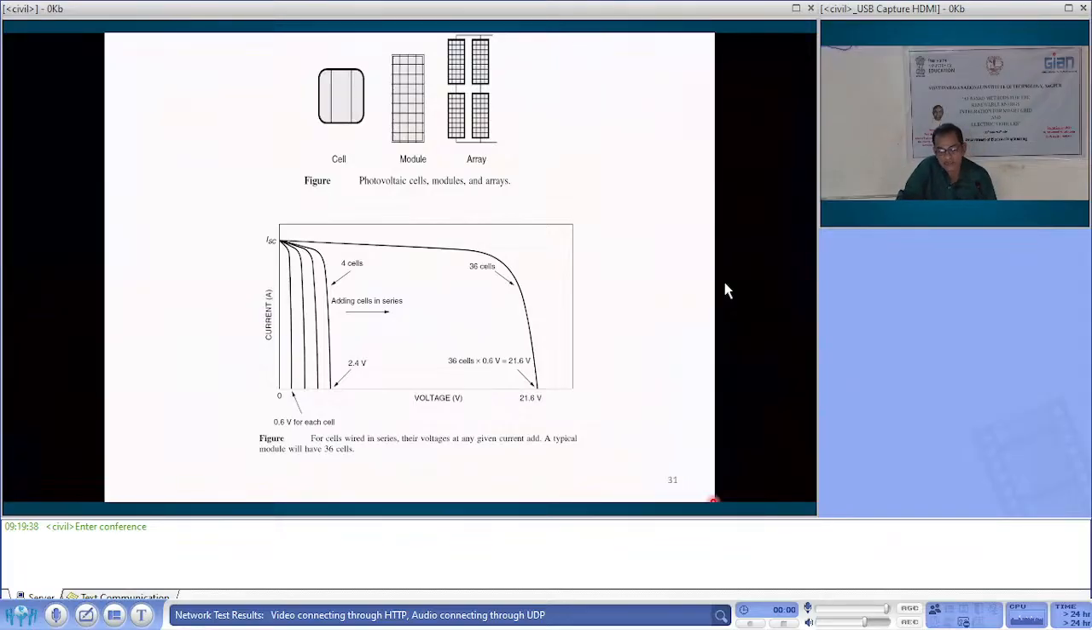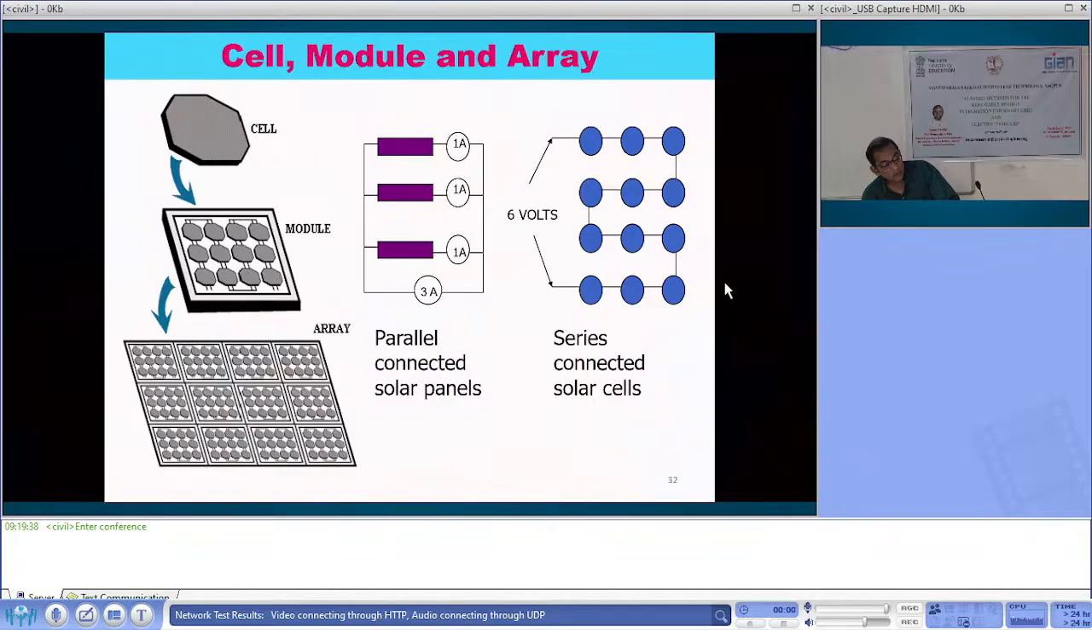Solar cells, when you connect them in series, here they have shown 4 cells, their voltage will add. For 36 cells, the voltage will add, 36 into 4.6 per cell, that is given. So the number of interconnected cells will form one module and the number of interconnected modules will form an array. So we require an array, a string in a grid connected plant. This is shown, cells make a module.